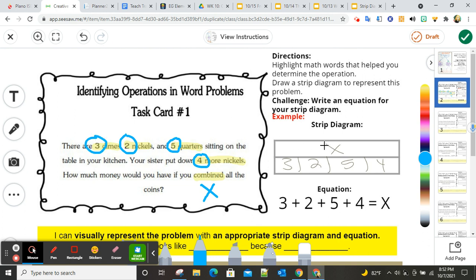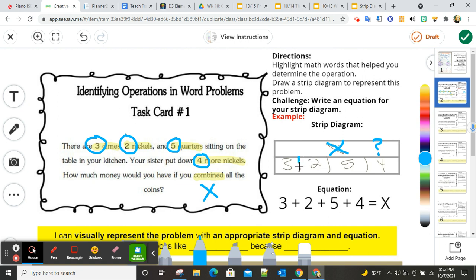So when I draw my strip diagram, since I don't have a total, I can put X. I could also put a question mark. If you don't feel comfortable putting an X, which is algebra, because guys, we're doing algebra today, then you could put a question mark. You're still doing algebra, but you might not be quite ready to have a letter representing numbers. You can have a question mark instead.